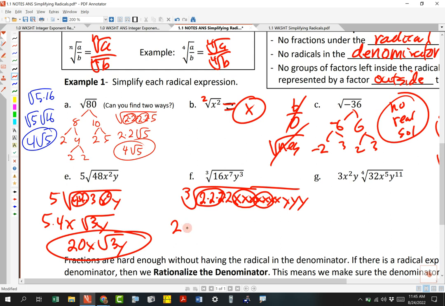Luke? 2x squared y. Okay. There is a y. Why is there a y? Because there are 3 y's. There's a group of 3. Okay. Don't forget to have the right index. This is a cube root, so don't forget that.